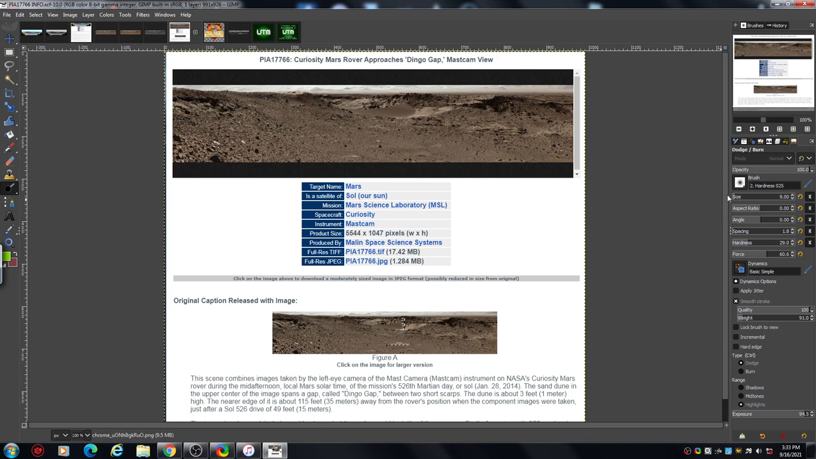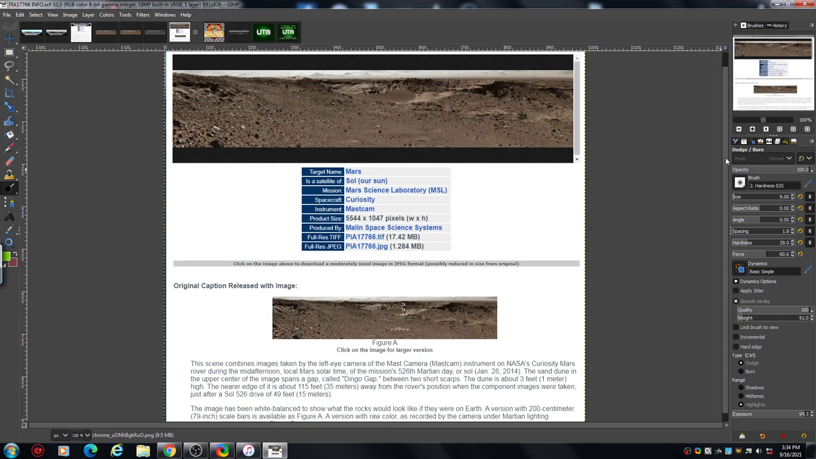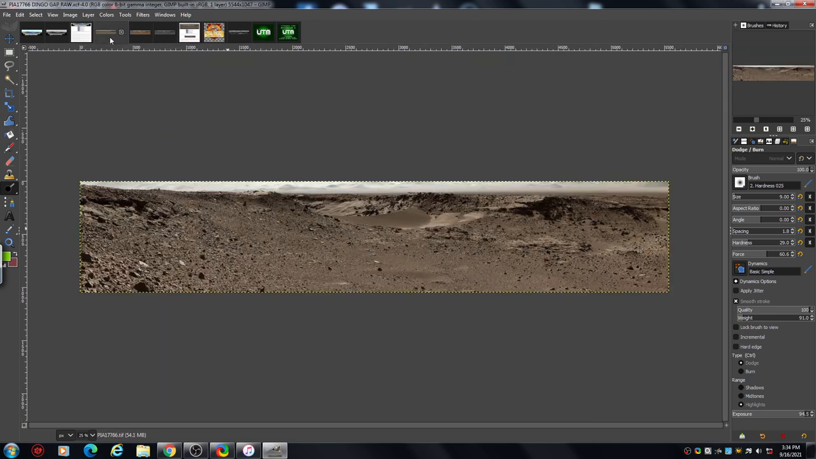Very little information. But this as well, I'm not going to click on this, but you can see it's got some measurements to give you an idea of how big this is. The dune. So they're drawing your attention to this sand dune. And we're 35 meters away, and it's about 3 feet high, 1 meter. Okay. So this is the raw image.